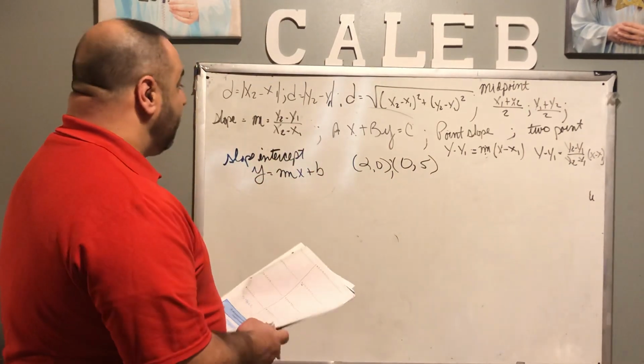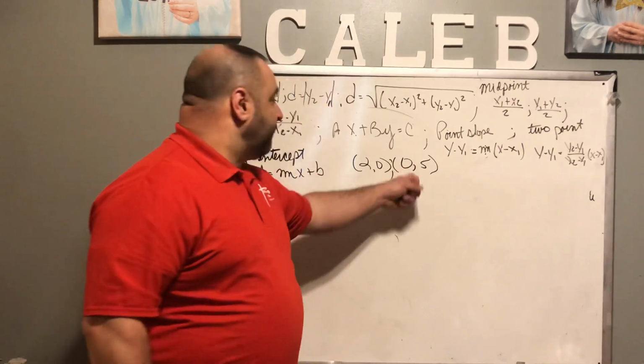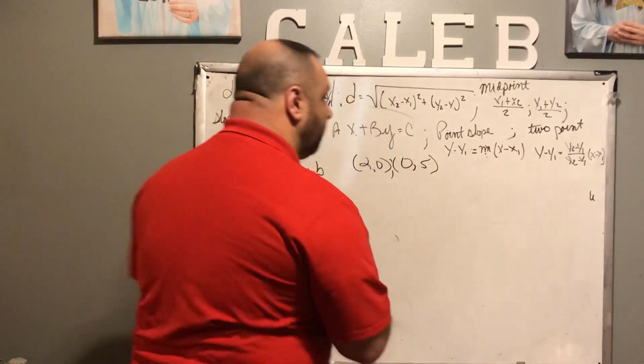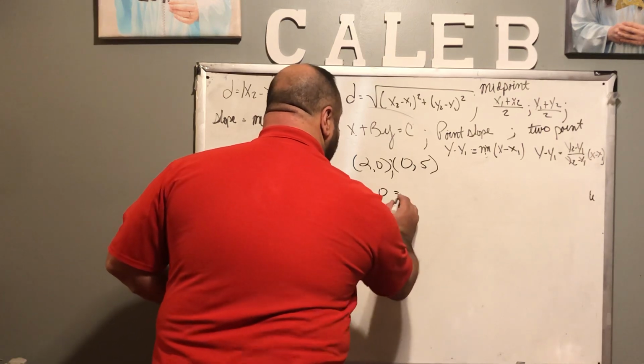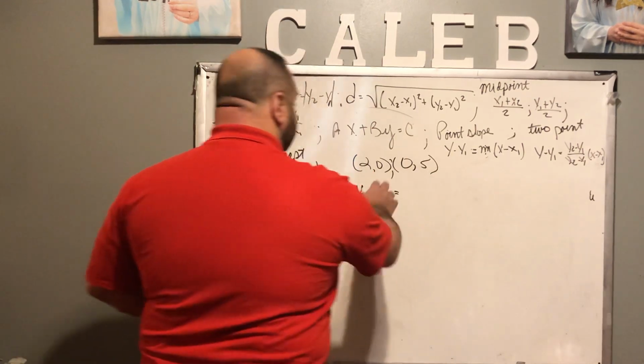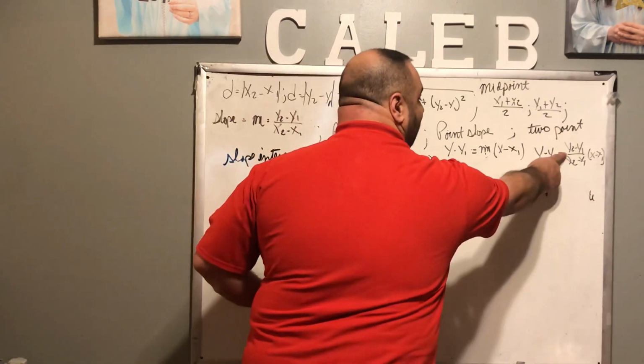So let's quickly use the 2 points. Since we're dealing with 2 points, we're going to use the 2-point equation here. So y minus y1, so y minus 0, equals, okay, now since no slope is given to us, we have to solve for the slope.